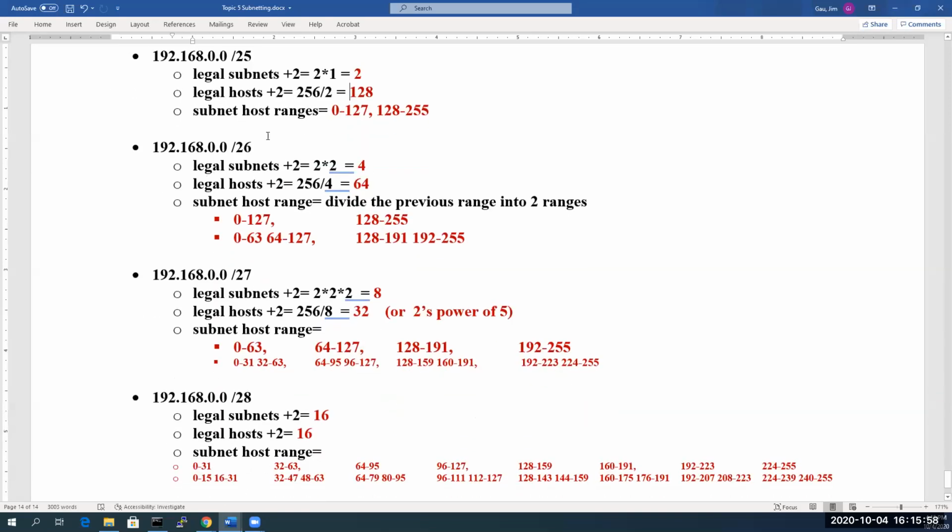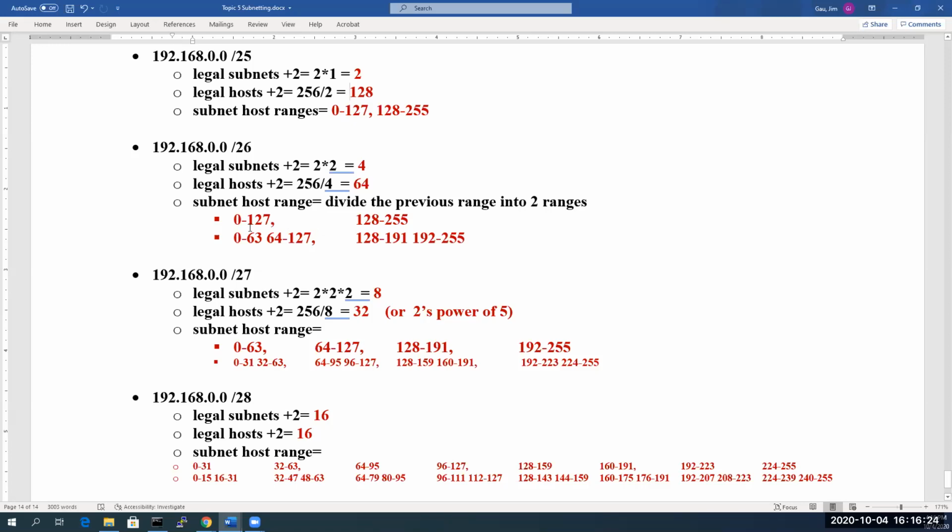Now, if we flip 2 bits, which we also discussed in detail, so there are 2 bits that you created as a new legal subnet. It will be 2 times 2, because with 2 of those bits, it can have 2 to the power of 2 combinations. So you have 4 networks, and each network will have 64 hosts. So you will see that the subnet range, you will divide the range into 2 ranges in here.